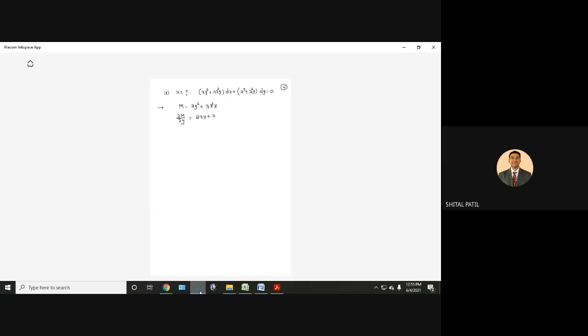2xy plus lambda x square. N equal to x cube plus x square y. Del n by del x is 3x square plus 2xy. The equation is exact if del m by del y equal to del n by del x.